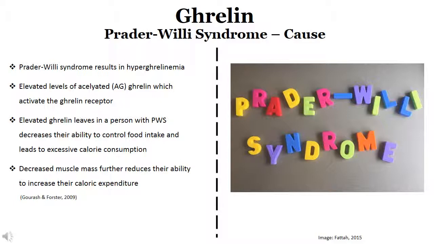In Prader-Willi syndrome, we see elevated levels of ghrelin, a condition known as hyperghrelinemia. Elevated levels of acylated ghrelin activate the ghrelin receptor. Elevated levels of this hormone in a person with Prader-Willi syndrome decreases their ability to control food intake and appetite and leads to excessive calorie consumption. Their decreased muscle mass further reduces their ability to increase their caloric expenditure, leading to a person with Prader-Willi syndrome becoming overweight or obese.